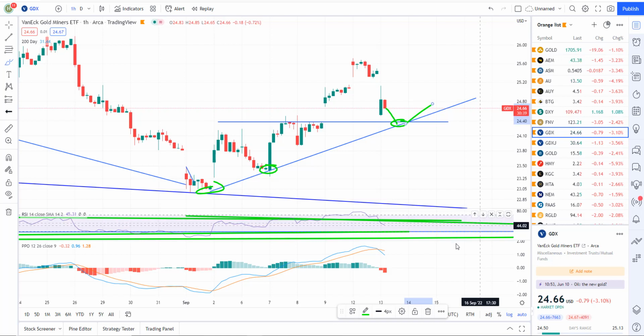So that's my thoughts on gold. I think gold, the metal, is probably going to have that little washout move. The miners might chop around and start to build a base. But I just don't see enough yet.